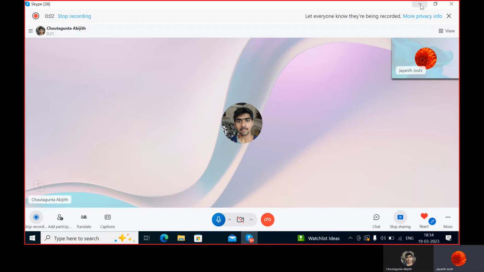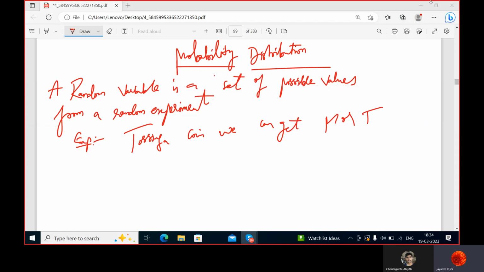Okay, so we started with probability distribution. Before going into probability distribution, we have to discuss first about the random variable. A random variable is a set of possible values from a random experiment. We can perform any experiment. That particular experiment will have some outcome, so we will assign some values to those outcomes. Those values we assign to those outcomes will be called a random variable. So how we will do that, we'll see here.